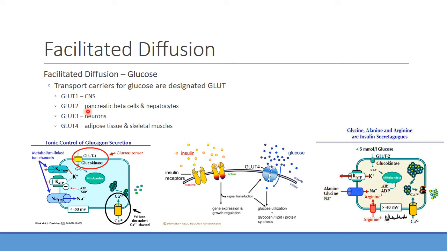We have the GLUT2 transporters in the pancreas, and it's going to be monitoring blood sugar levels and secreting glucagon and insulin as needed. GLUT3 is going to be in the neurons, and then GLUT4 is where you see a lot of use in the skeletal muscle tissues and the adipose tissues as well. So where you get a lot of that peripheral uptake of glucose from the bloodstream is through these GLUT4 transporters. And again, what is the trigger to opening up these channels?